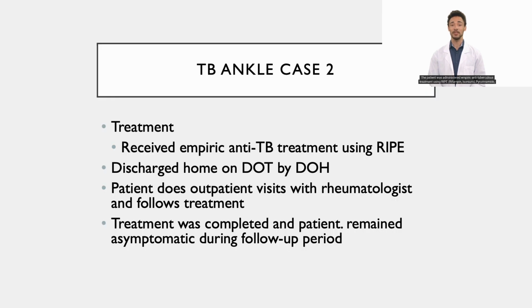The patient was administered empiric anti-tuberculous treatment using rifampin, isoniazid, pyrazinamide, and ethambutol, and was discharged home on directly observed therapy supervised by the Department of Health. She had outpatient visits with a rheumatologist for further treatment. The treatment was successfully completed, and she remained asymptomatic during the follow-up period.